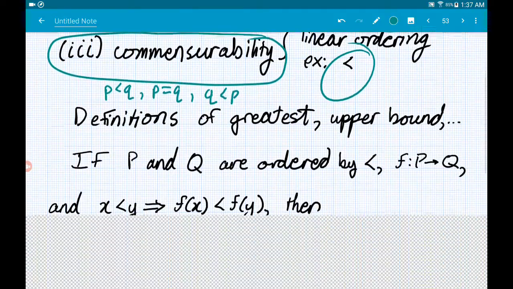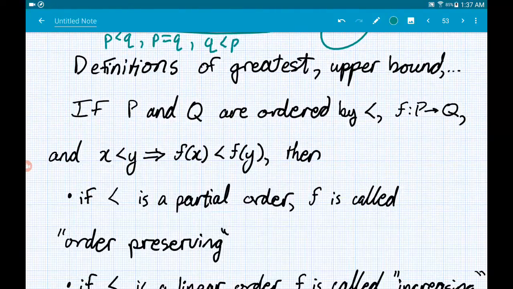So next in the text, the author gives all these definitions for commonly understood words like greatest, upper bound, and so on, so I don't feel the need necessarily to talk too much about them. They go very straightforwardly. Next we have this definition of order-preserving functions and then linear ordering functions.